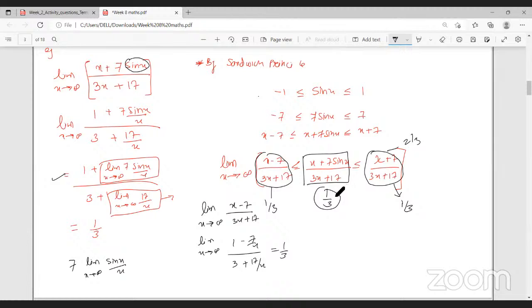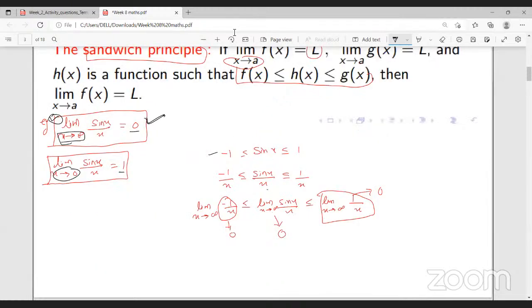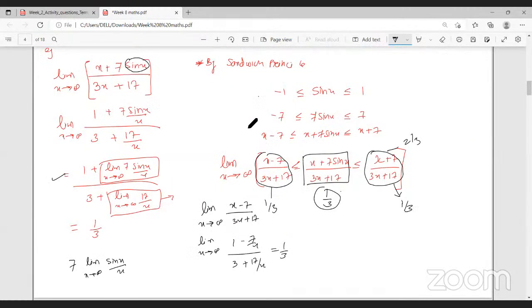By definition, the limit of this function is L, and the limit of this function is also L. So then I can say that the limit of h of x is L. The limit on both sides should be the same, then we can say that the limit of the middle term will be L. Got it, sir. Thank you.